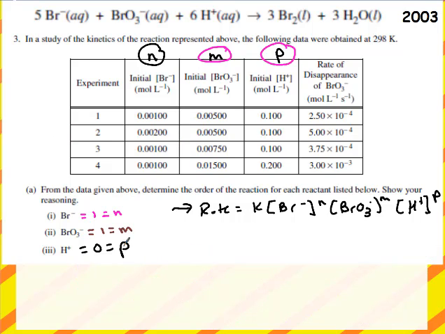And I couldn't see any that had n and m being held constant, so I just did experiment 4 over experiment 1. My Br⁻ are held constant, and my bromates and hydrogens are changing, but I know what my orders are for each of them, so at this point it doesn't matter. I don't have to have any of them being held constant.